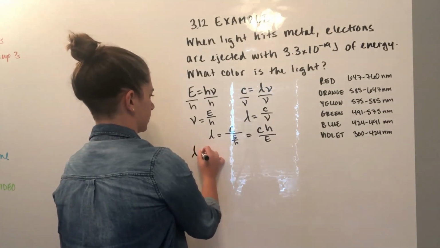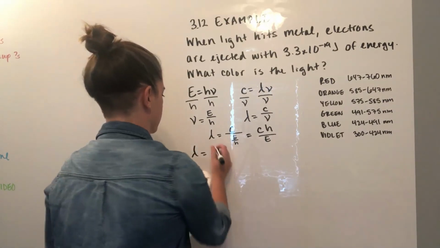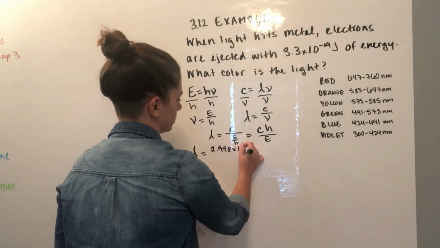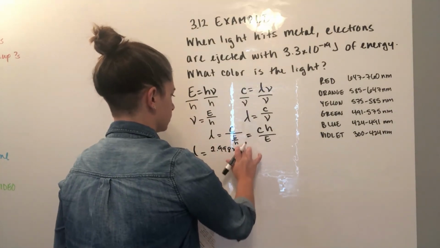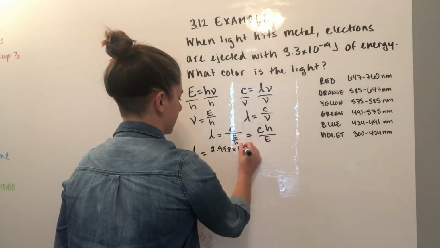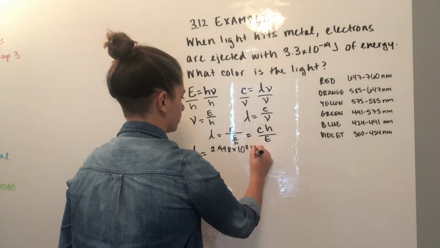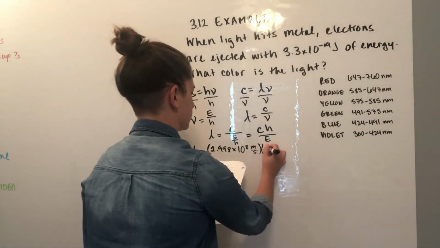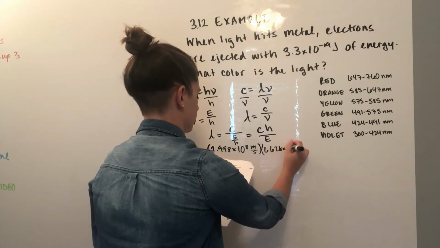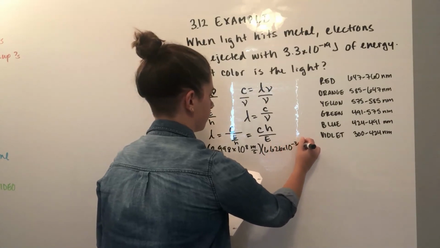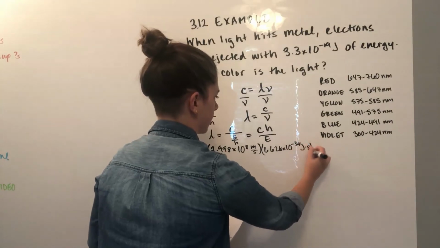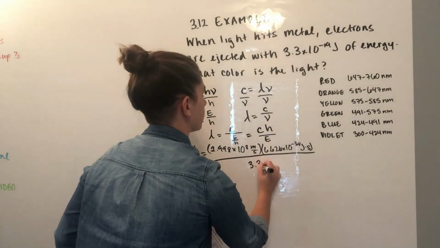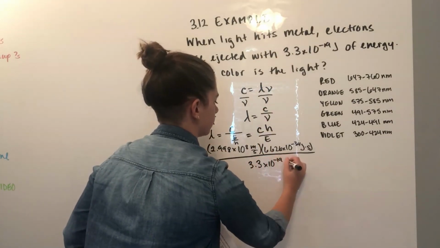So I'm going to take lambda, and my constant for C is 2.998 times 10 to the 8th meters per second. And then h is Planck's constant, which is 6.626 times 10 to the negative 34 joules times seconds. And then my E is up here from my question, so 3.3 times 10 to the negative 19th joules.